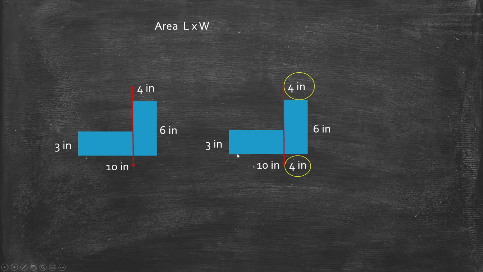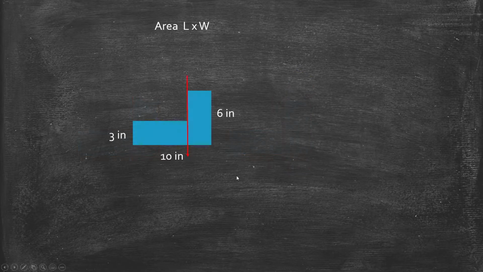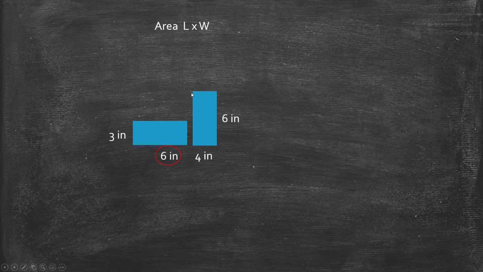So what is the distance between the red line and all the way to this side? Well, we're going to subtract 4 from 10, and that's going to give us 6. So this piece right here is 6 inches. Okay, so that bottom part is 6 and the other piece is 4. Now, where the line was, I went ahead and separated the pieces for you. Okay, so that you have the 4 right here and the 6. Then you have 6 and you have 3.